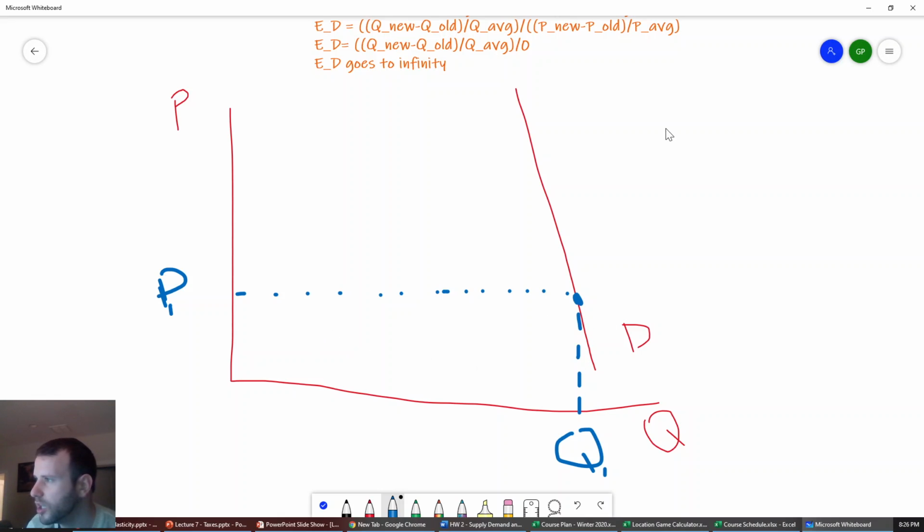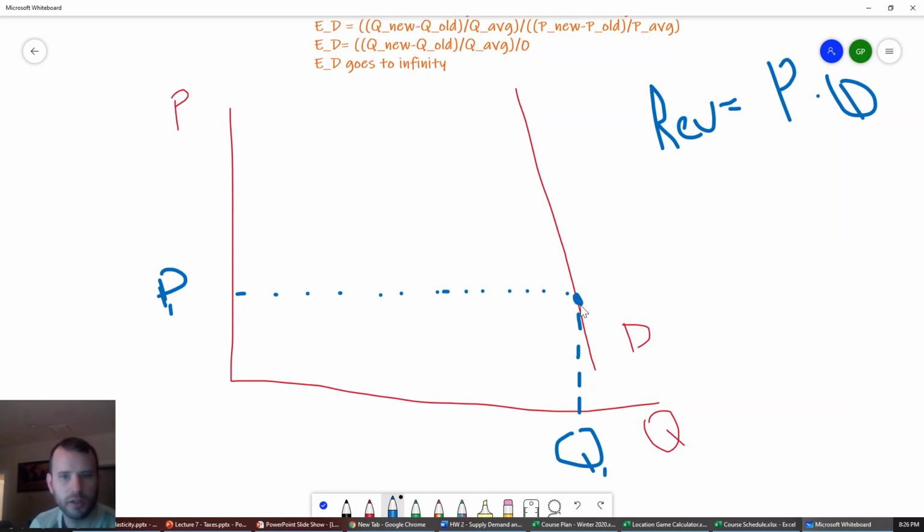Okay. And I said that revenue is equal to your price times your quantity, right? Notice also that the area of this dotted line is going to be price times quantity. And I'm going to say P1, Q1, right? So this area right here, below the dotted line, what is that? That's your revenue. So let's do green now.